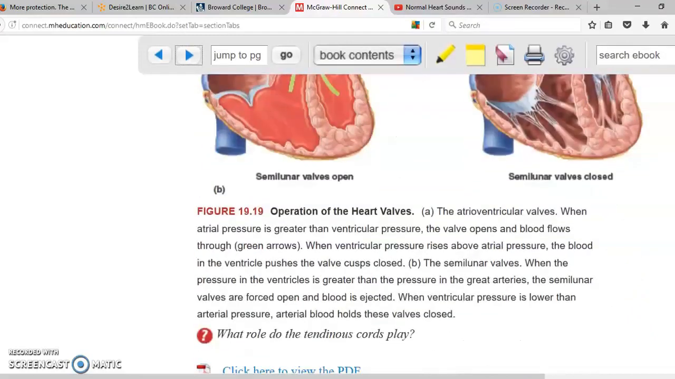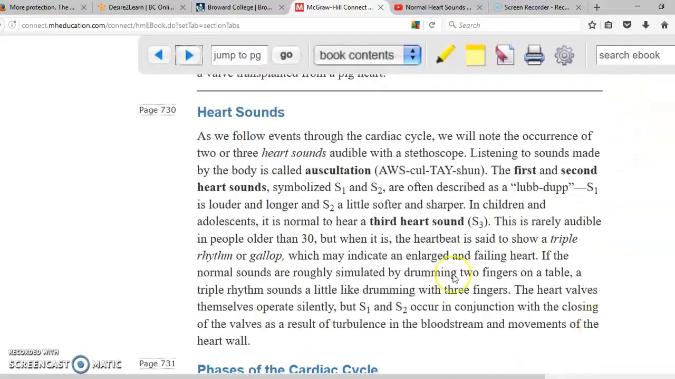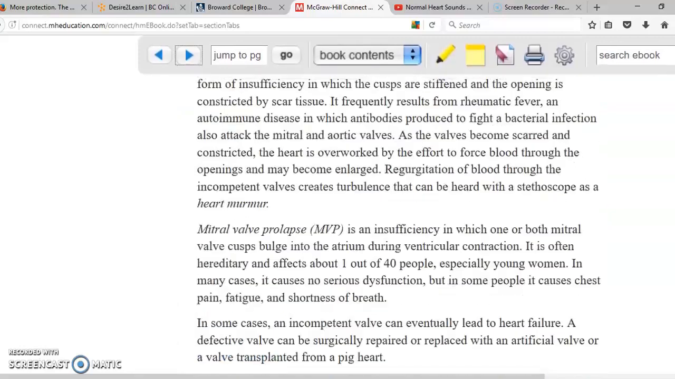Let's keep going down. Heart sounds. Heart sounds are the sounds that are produced by the valves. When the atrioventricular valves close, that is the first heart sound. And when the aortic valve and the pulmonary valve close, that is the second heart sound. Sometimes people can have third heart sounds. It's normal, but not in everybody.